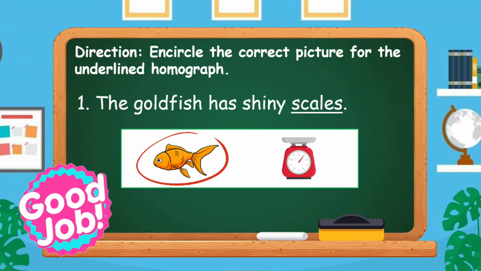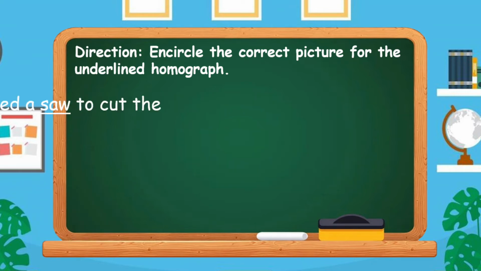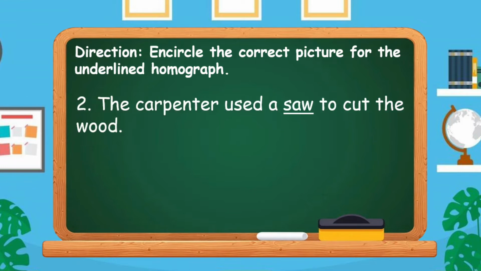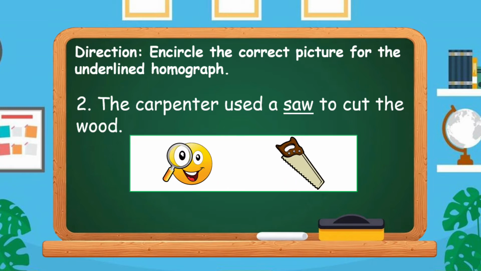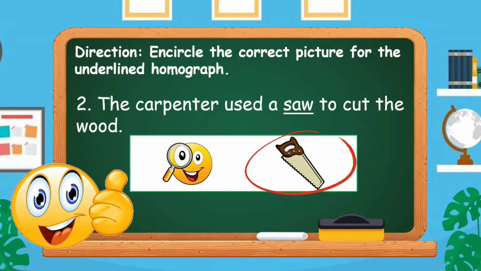Good job, kids! Number 2. The carpenter used a saw to cut the wood. Which is the correct picture for saw? Is it the first picture that a person is looking for something? Or the second picture with the tool used for cutting? The answer for number 2 is the second picture, a tool used for cutting. Did you get the right answer? Very good.